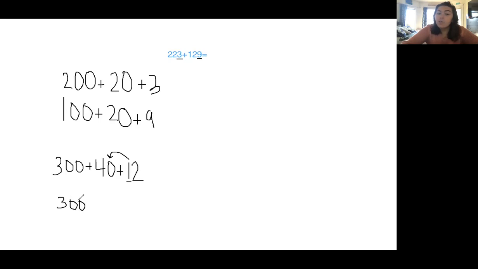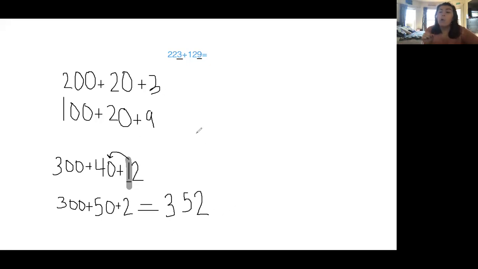This 300 doesn't change because I don't have anything to add to it, but I'm going to add a 10 to 40. So what's 40 plus 10? 50. So this becomes 50. And if I move this 10, get a thicker one for a minute, if I move this 10 out of the way, what am I left with? I'm just left with the 2. And now I can do my addition to figure out my answer. So 300 plus 50 plus 2 is 352. So my answer is 352.